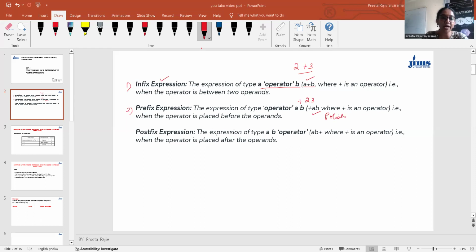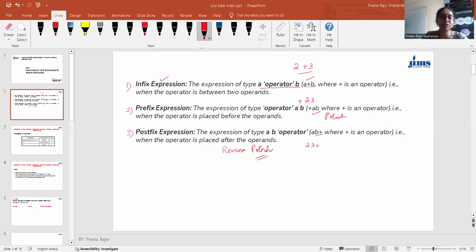The third category is the postfix expression. Postfix means we are fixing the operator after the two operands. So here, A B plus. This plus is placed after the two operands, hence this is called a postfix expression. For the example I've taken, this will come as 2, 3, plus. This is also called reverse Polish notation of the expressions.